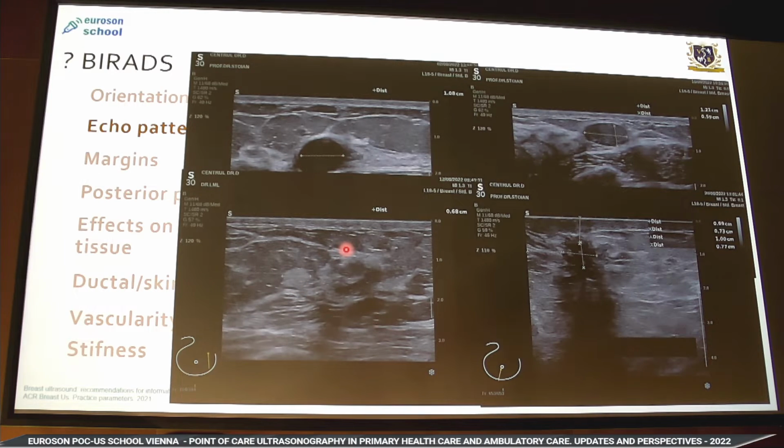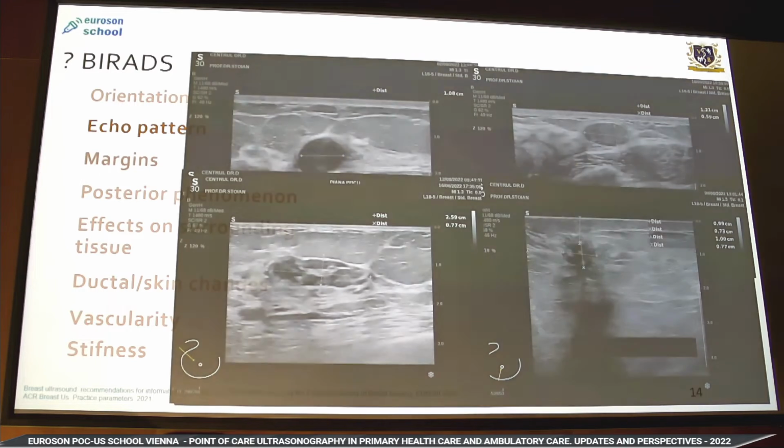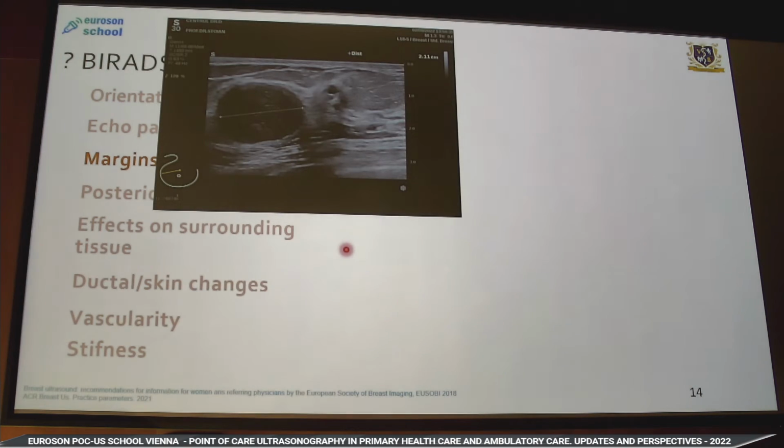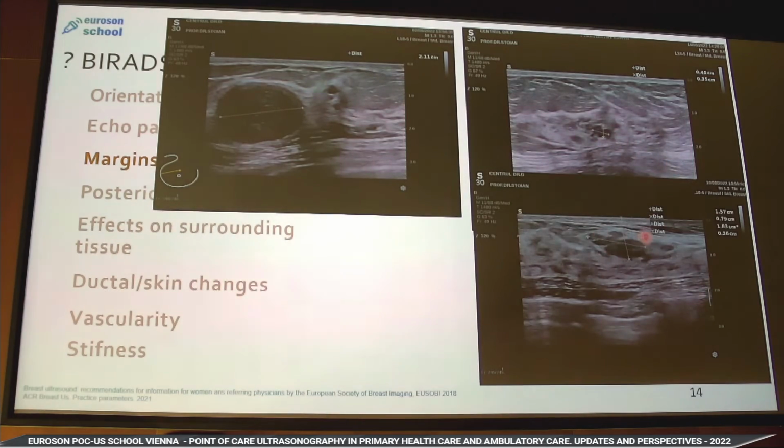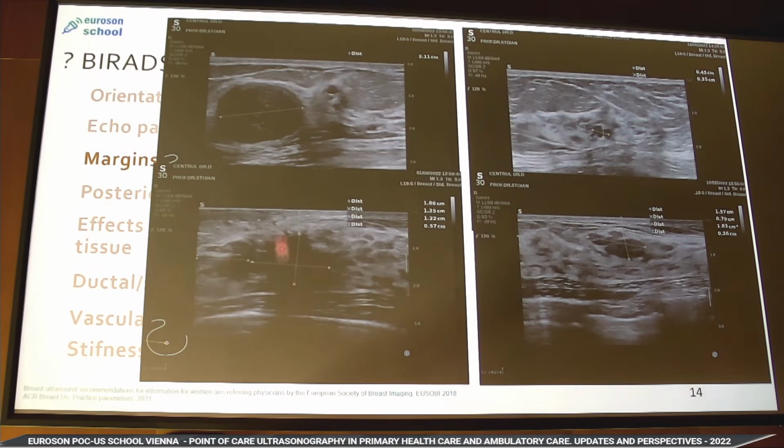So these are the major characteristics. What else? Margins. Everybody who is dealing with ultrasound can make a difference between well-defined margins and, again with all the layers present, a micropolylobulated lesion here, a macropolylobulated lesion, or spiculated ill-defined margins. It's clear.